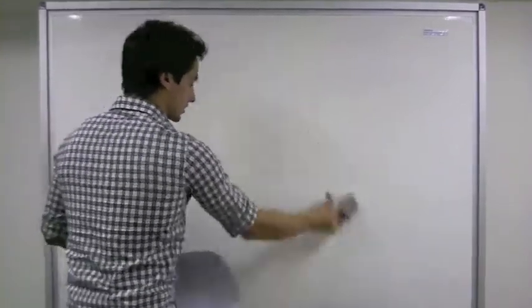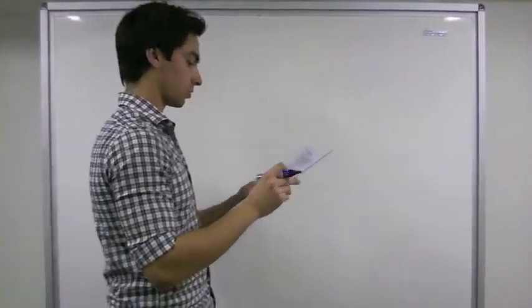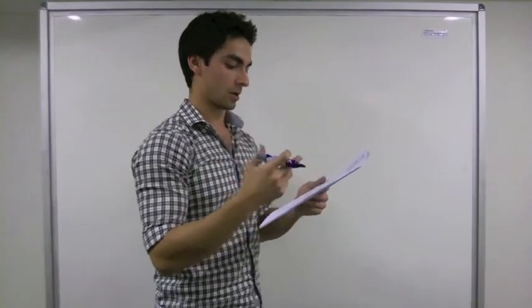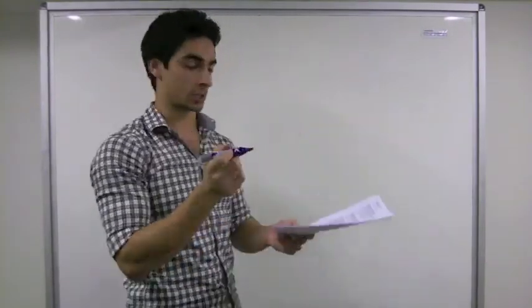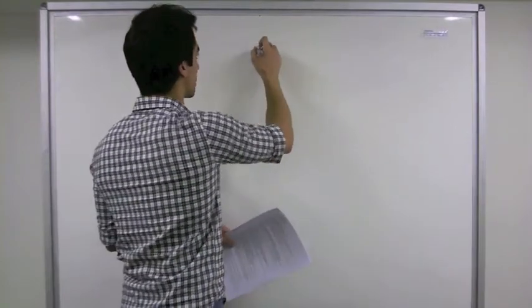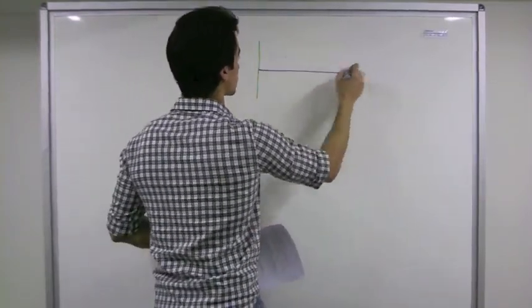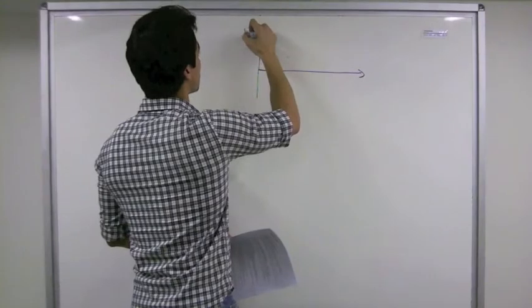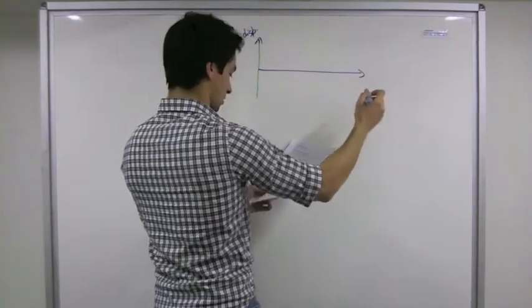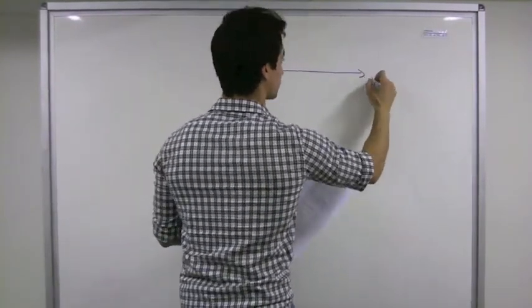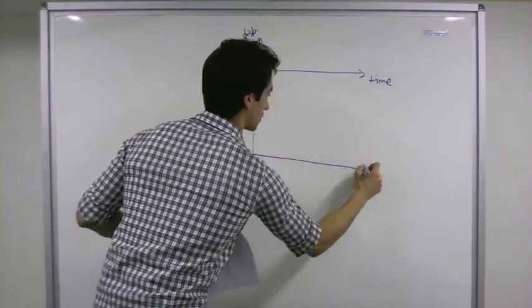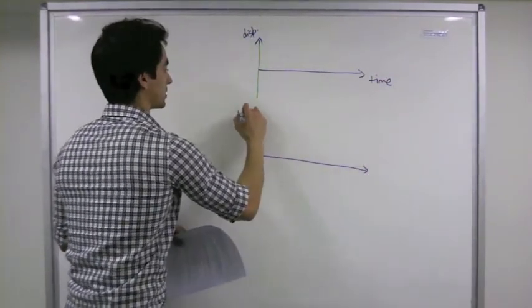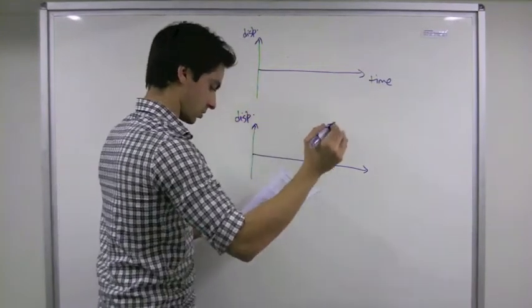So an important concept here is how you graphically represent waves in two dimensions. Usually there will be two graphs. One is a displacement versus time graph, and another one is a displacement versus position graph.